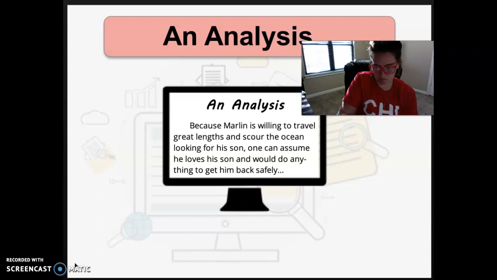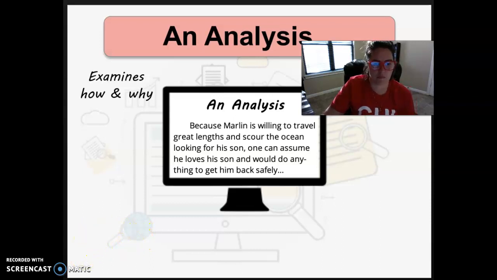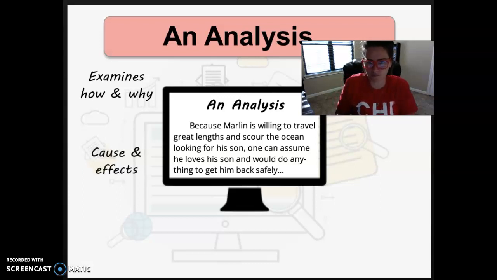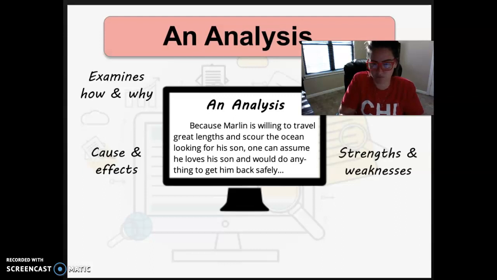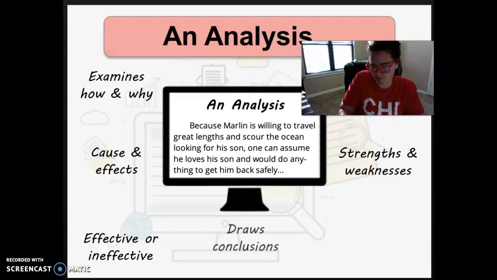However, an analysis is different. When you analyze, you don't just identify the main points. You should be examining how and why. Dig deeper and closely examine the elements. You'll discuss why that element is important or significant, how that element relates to other elements involved, perhaps how and why that element may cause certain effects. You might discuss the strengths or weaknesses of that element, or how and why it is effective or ineffective. And when you write an analysis, you should draw a conclusion after closely examining the elements and make an argument that supports your conclusions.